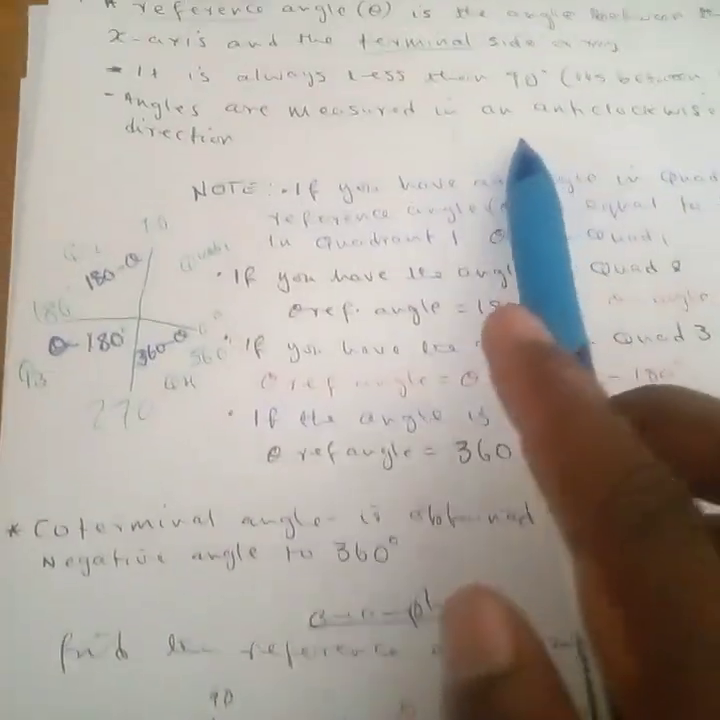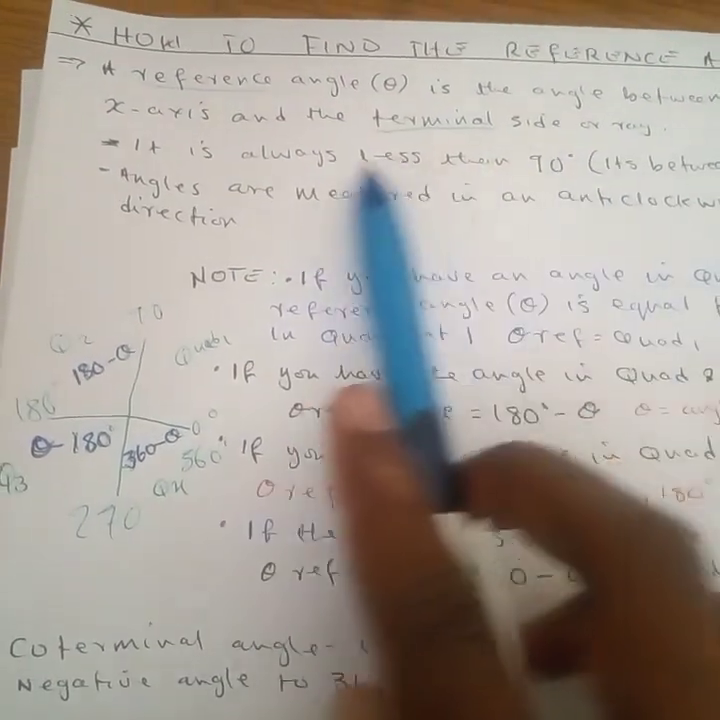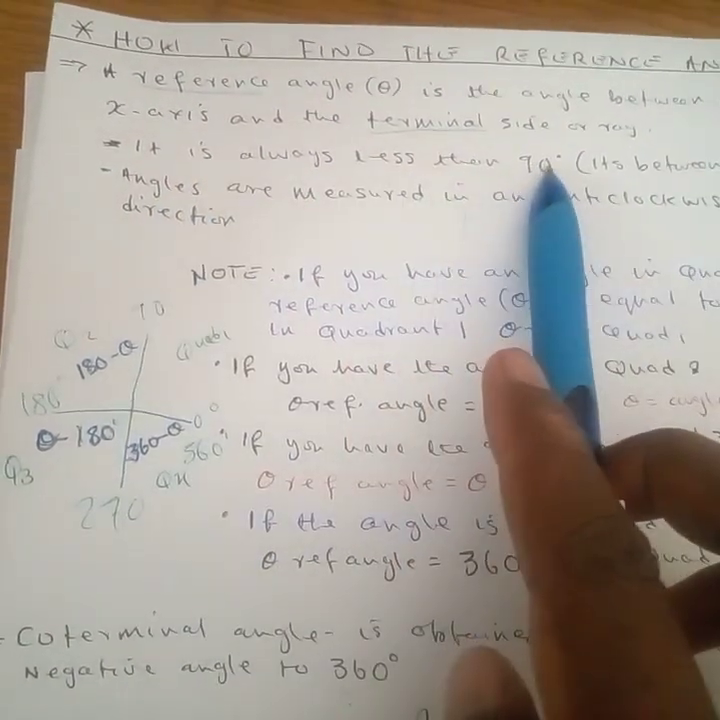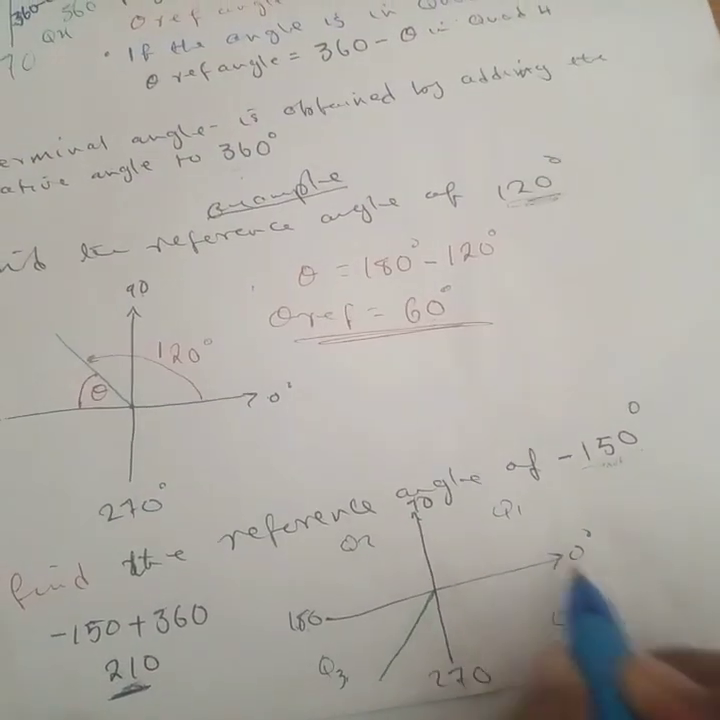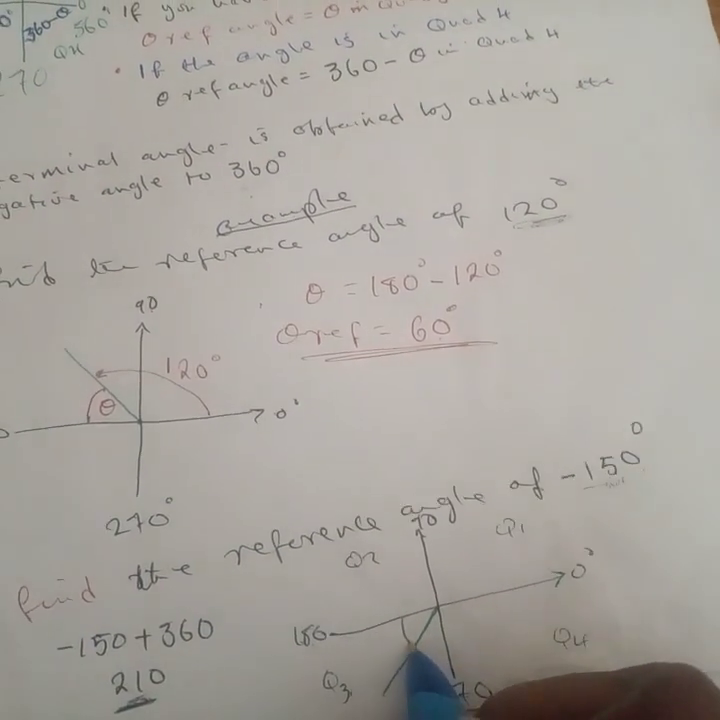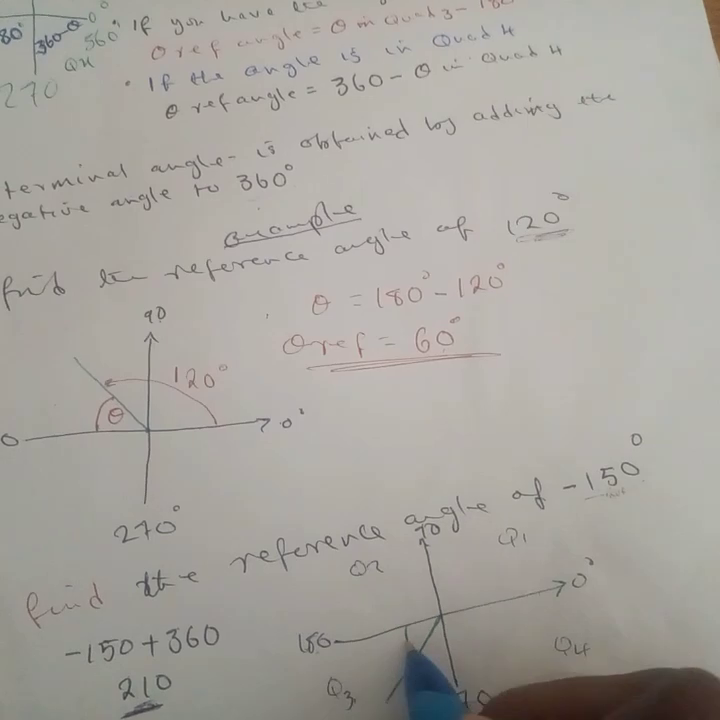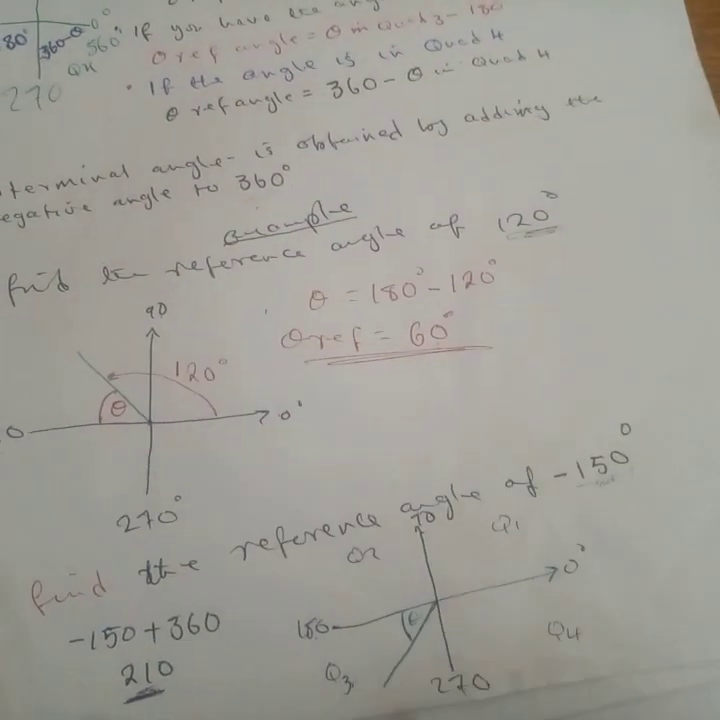Because the concept says that to find the reference angle, the angle should be between the x-axis and the terminal side. This is the x-axis, so the angle they're talking about is this one here. This is where angle theta, the reference angle, is going to be.